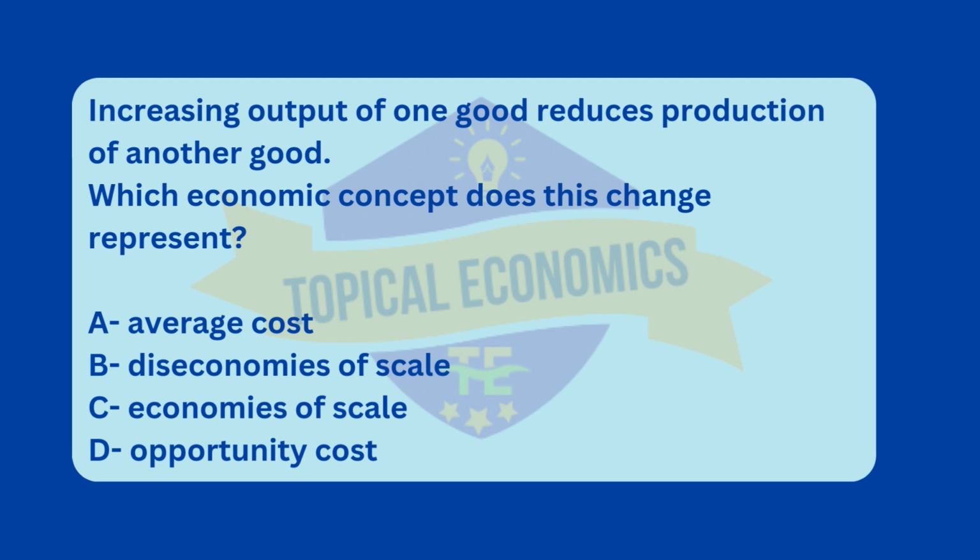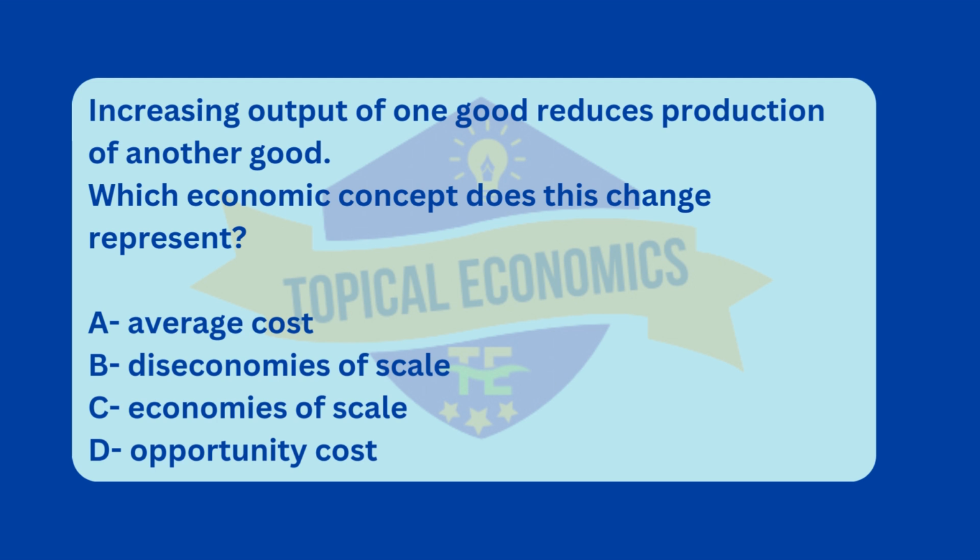The resources used for one product cannot simultaneously be used for another. The opportunity cost is the reduction in the output of the second good. Analyzing the other options. Option A, average cost, is incorrect, because average cost refers to the total cost of production divided by the number of units produced. It does not describe the trade-off between producing different goods.